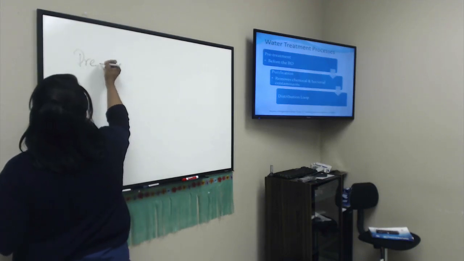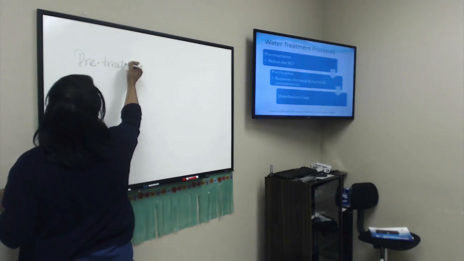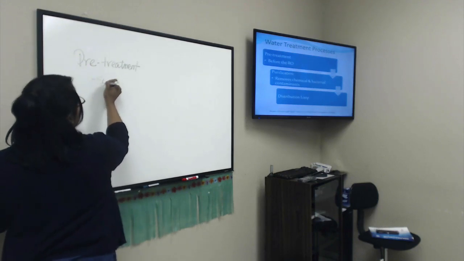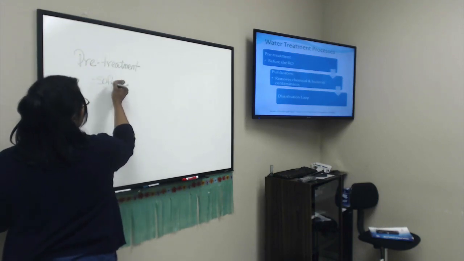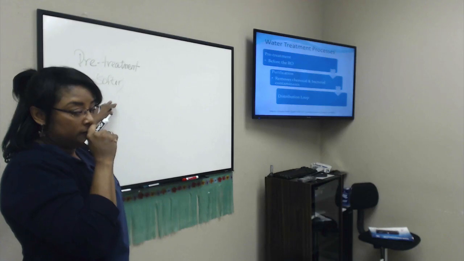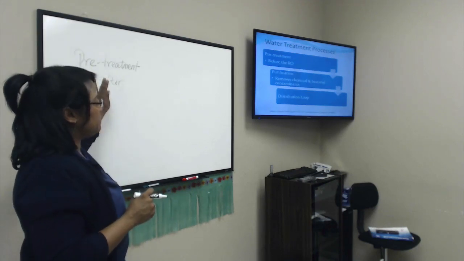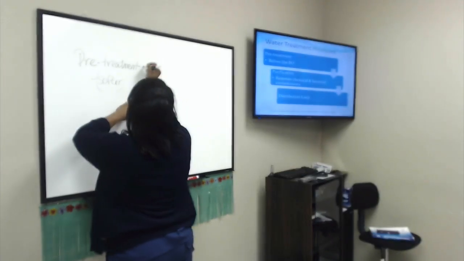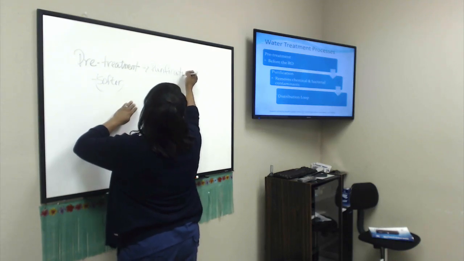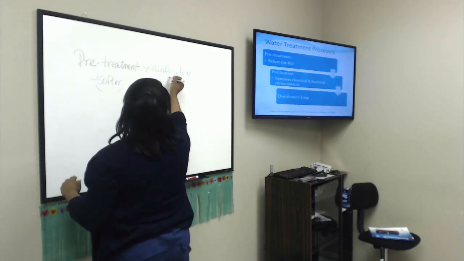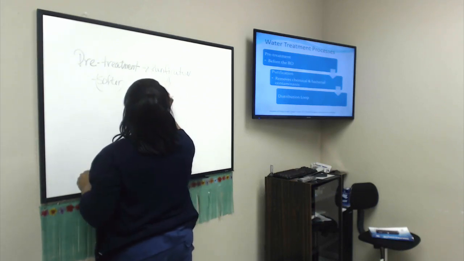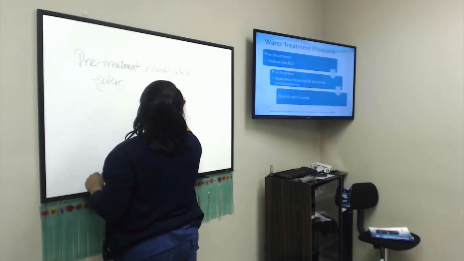So pre-treatment is everything that we're going to do to the water to make it softer. Okay? We're going to try to make the water softer. That would be the pre-treatment. Then, in the purification, this is the most important part, okay? This would be the most important part, the purification.